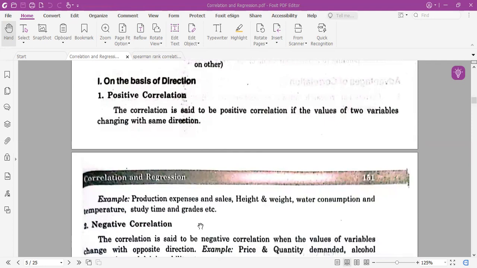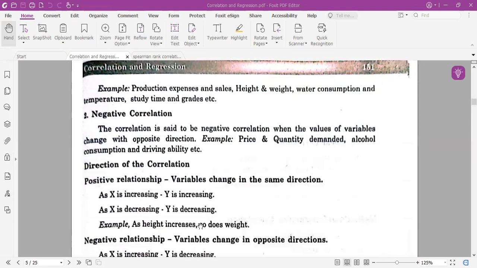Now, what do you mean by positive correlation? As I said earlier, correlation is said to be positive if the values of two variables are moving in the same direction. Production, expenses, and sales. Then height and weight, water consumption and temperature, study time and grades. So these are both related in the same direction, so they're called positive correlation.